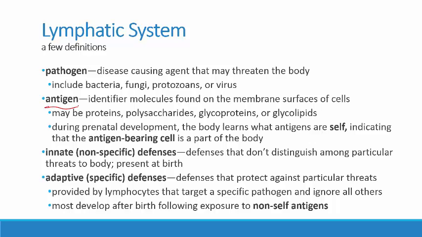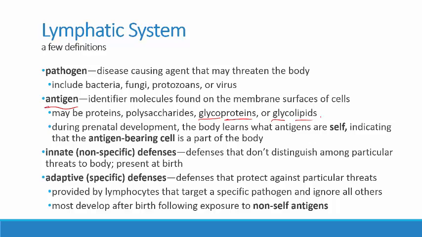That term antigen, we were introduced to it back in the chapter on the blood. Antigens are identifier molecules that are found on the membranes of the surface of cells. They can be proteins or polysaccharides or a combination, glycoprotein. That's what glyco means, sugar. Protein is protein. Or glyco, and I'm guessing you can tell me what the second part of that is. So that would be a saccharide or a polysaccharide and a fat.